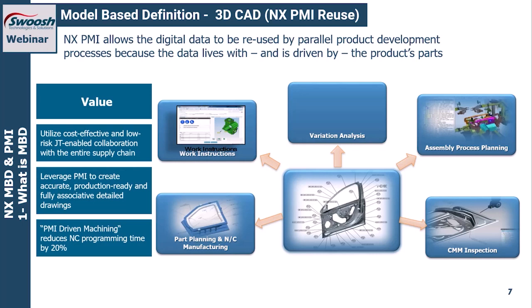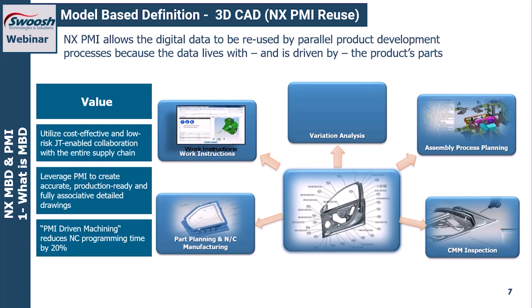We can also leverage PMI to create accurate production-ready and fully associative detailed drawings. PMI-driven machining reduces NC programming time by 20%. So again, this is reusing the data from the physical geometry. We can take all the embedded information, we can pass that on to other operations in our company.